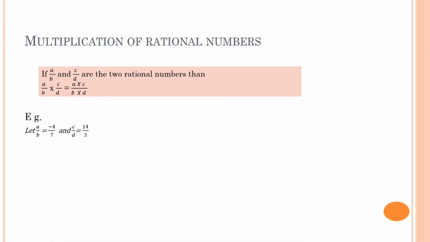Here I have taken a by b as minus 4 by 7 and c by d as 14 by 3. So I will multiply minus 4 by 7 into 14 by 3. So I'll multiply the numerator, minus 4 into 14, and the denominator, 7 into 3. Here just see whether we can cut any number. Yes, I can cut by 7 and 14, that is 7 ones are 7, 7 twos are 14. So my answer will be minus 4 into 2 divided by 3, that is equal to minus 8 by 3.